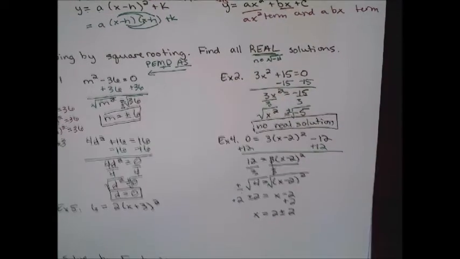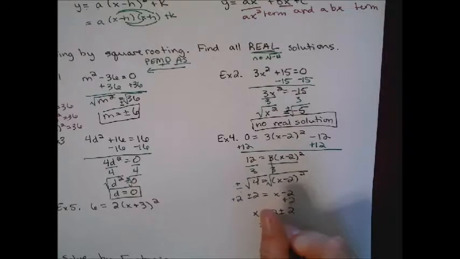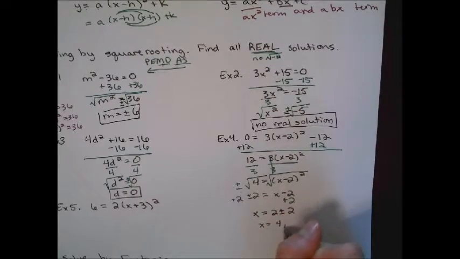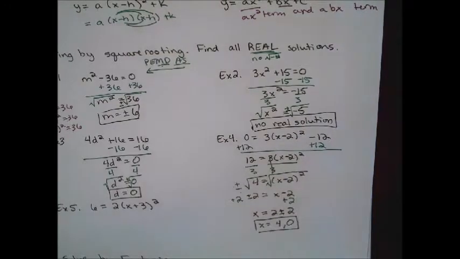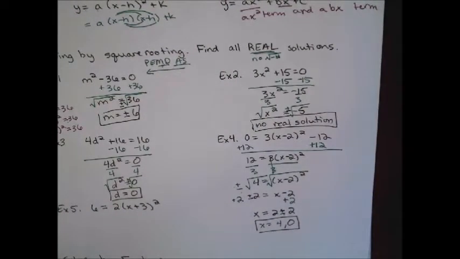But we can do this math. 2 plus 2 is 4. 2 minus 2 is 0. Go ahead and try example 5.